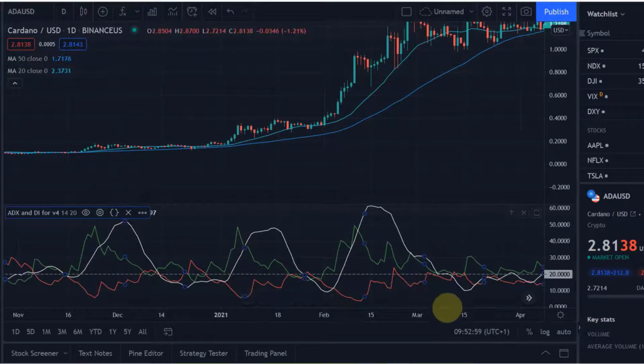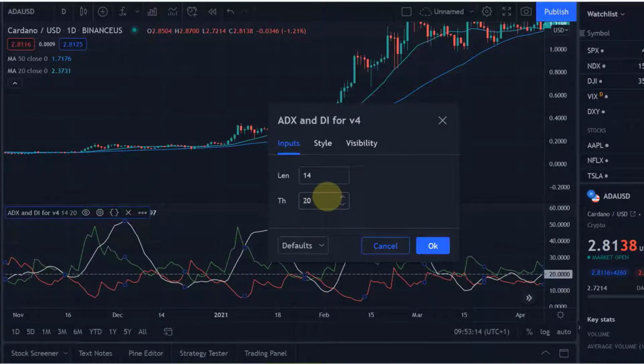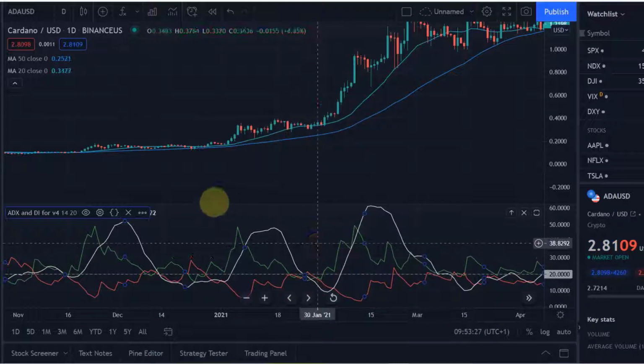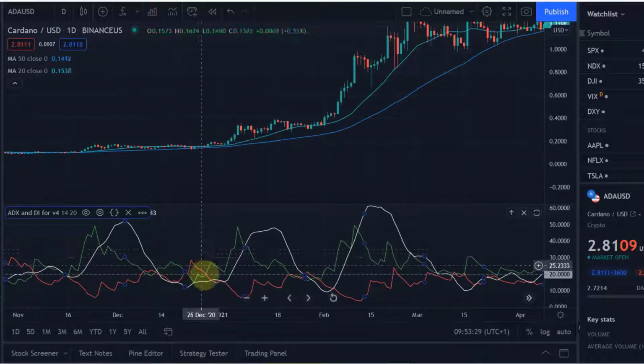One important thing to look out for here is the 20 level. This is a threshold line that many traders use to determine whether we are in a trend at all or not. Historically, the 25 level has often been used, but with the 25, you are lagging behind a little bit. So 20 generally works quite well, and on TradingView it's also the default setting. That is what has worked for me in the past, and I think it's a pretty good setting.